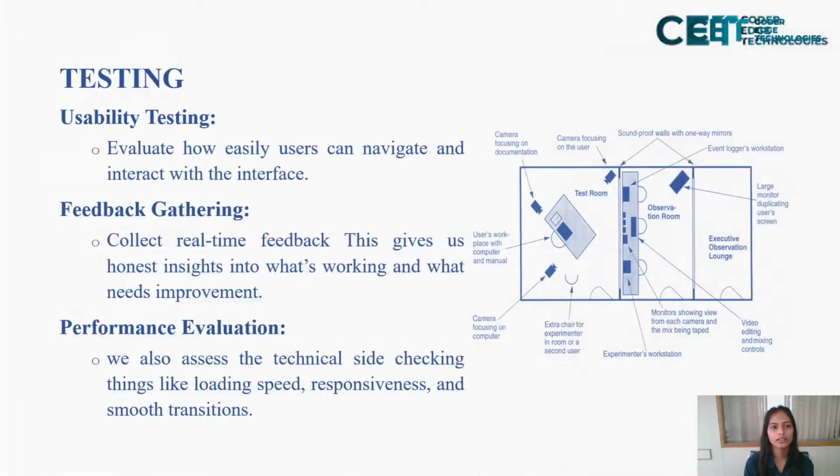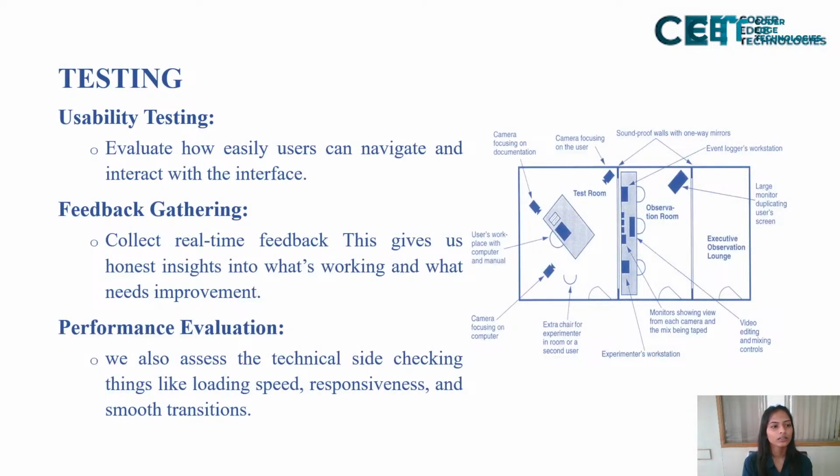The next phase is testing. In this, we have three parts. First one is usability testing. In this, we evaluate how easily users can navigate and interact with the interface. The next one is feedback gathering. In this, we collect real time feedback. This gives us honest insights into what is working and what needs improvement. The third one is performance evaluation. We also assess the technical side, checking things like loading speed, responsiveness, and smooth transitions.